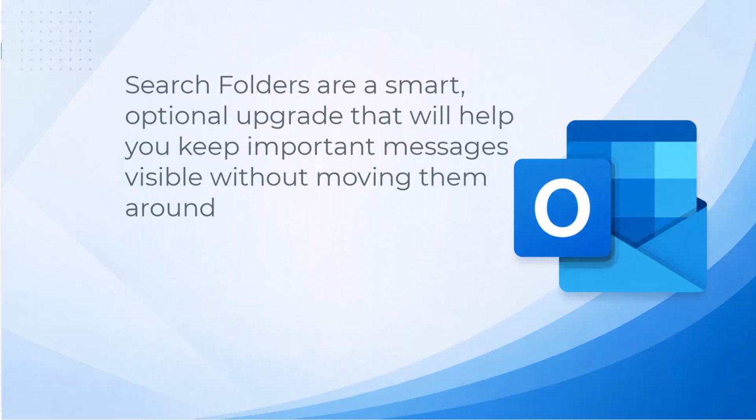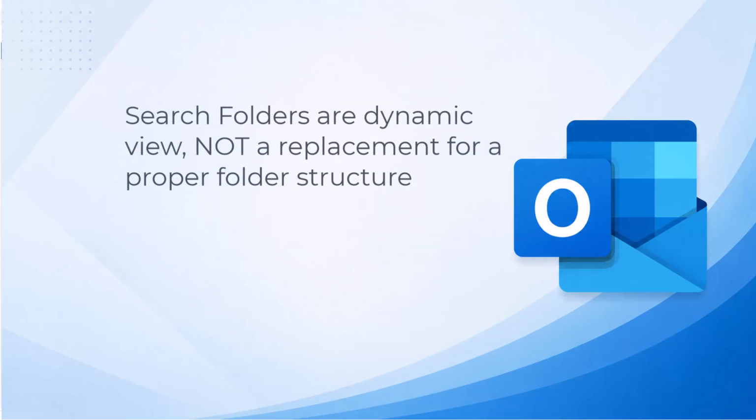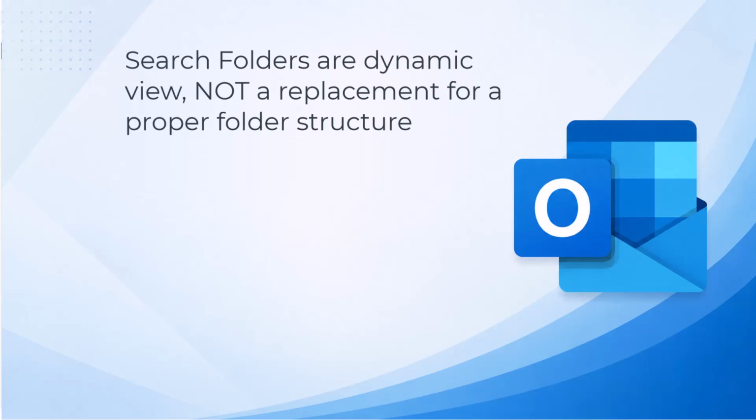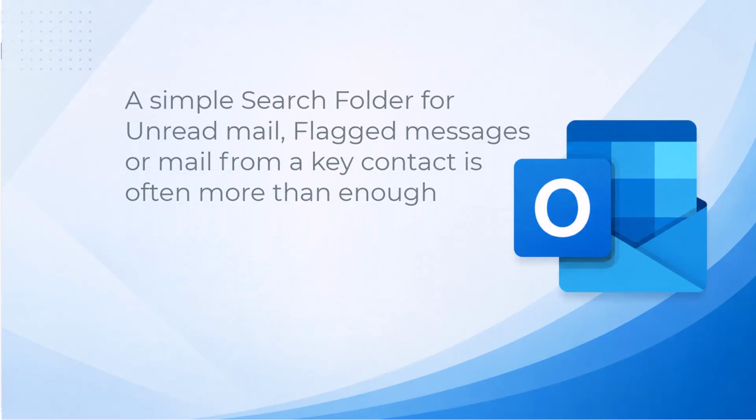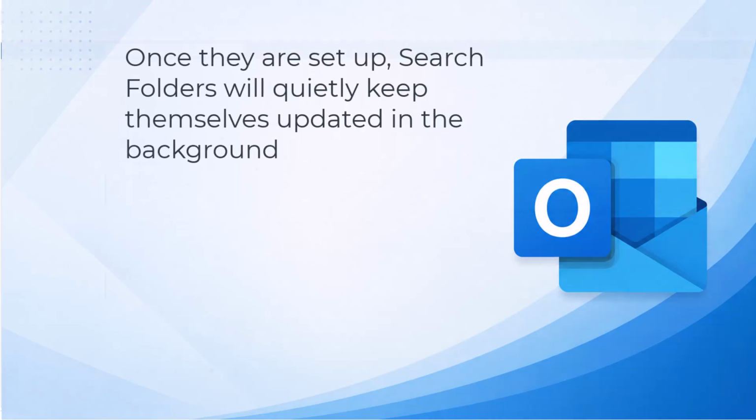So, search folders are a smart optional upgrade in Outlook that can help you keep important emails visible without moving them around manually. They work best in dynamic views, not as replacements for folders. For many people, a simple search folder for unread mail, flagged mail, or messages from key contacts is more than enough to add a useful productivity boost. And once set up, they quietly keep themselves updated in the background.